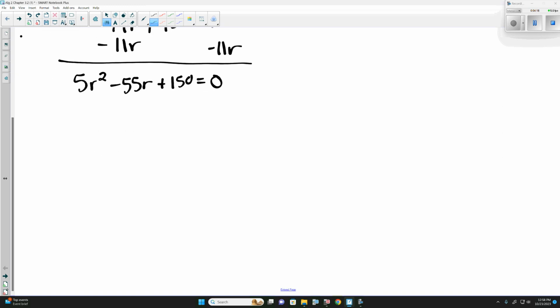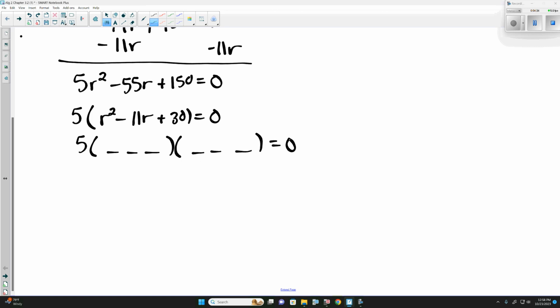Now at this point here we can factor. There is a greatest common factor of 5, which when we factor out of each of these here, we get r squared minus 11r plus 30 is equal to 0. Now, when we find the sign, since the third term's positive, our signs are the same and they match the sign of the middle term, which is negative. So we have negative and negative. Factors of r squared are r and r.